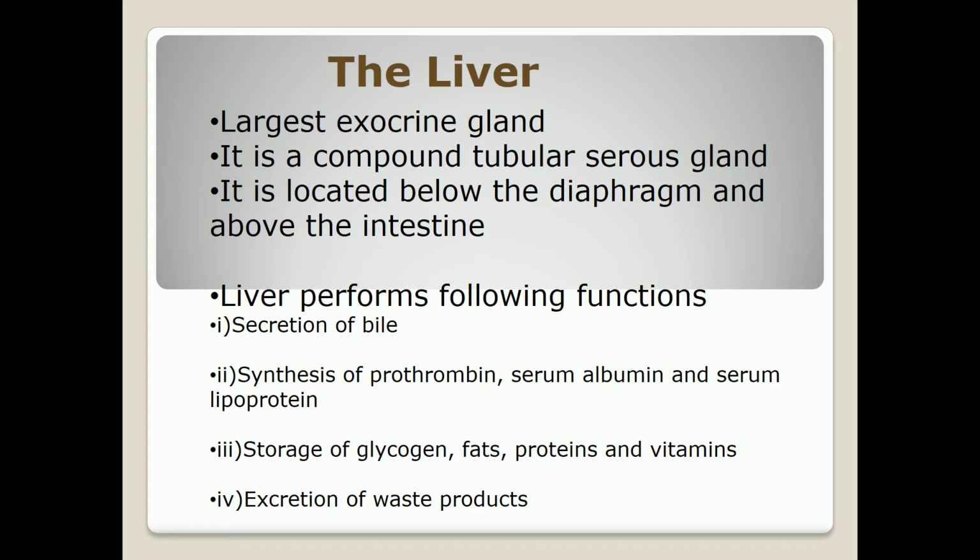Third, it is concerned with storage of glycogen, fats, proteins and vitamins. It plays an important role in intermediate metabolism. In the storage of glycogen, glucose is converted into glycogen by the process of glycogenesis. Then fats are also stored because they give rise to more energy. Proteins and vitamins are also stored.